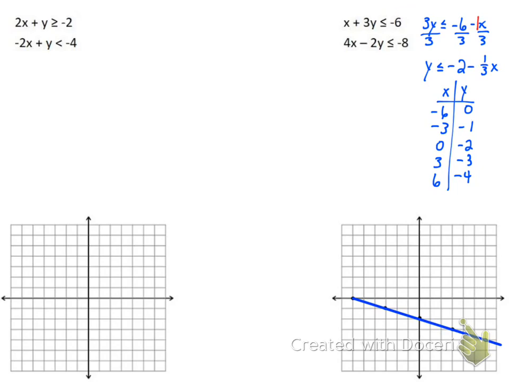So then again, to figure out which side I'm shading, plug in 0, 0, and I get 0 and negative 6. That's false. So since it's false, I want to shade away from 0, 0. So I'm actually going to go below this blue line.